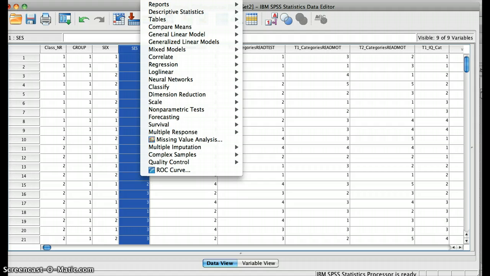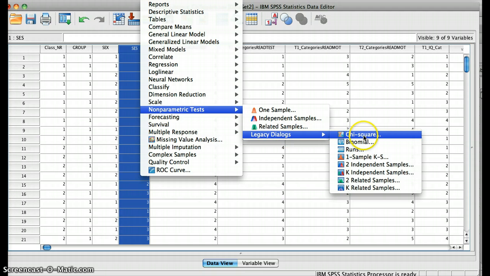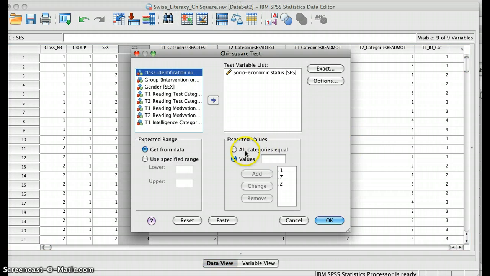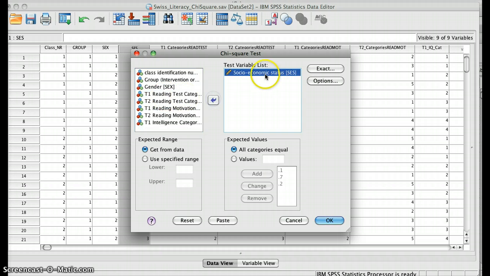So for that, we're going to go to Analyze, Nonparametric Tests, Legacy Dialogs, Chi-Square. This is where we click "All categories equal." Usually that will be highlighted like this. This is how it starts. And we choose socioeconomic status as our variable and we hit OK.